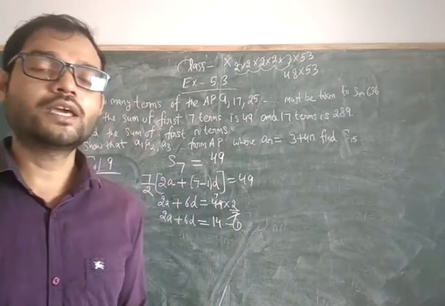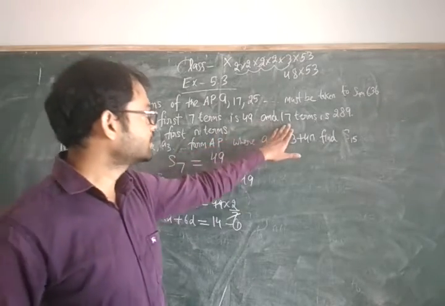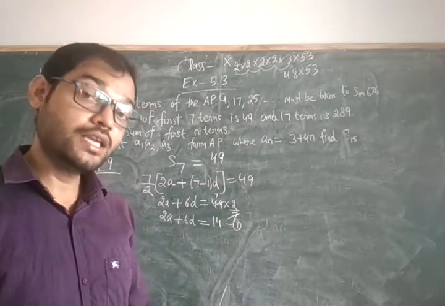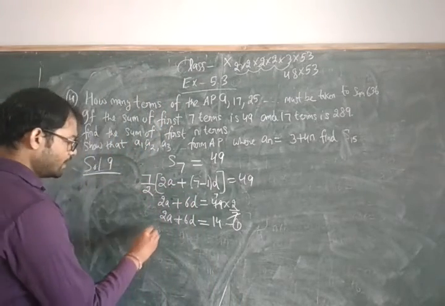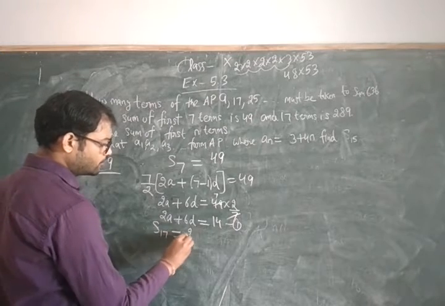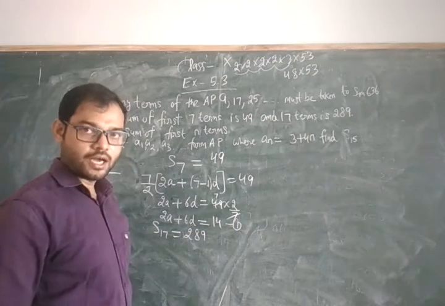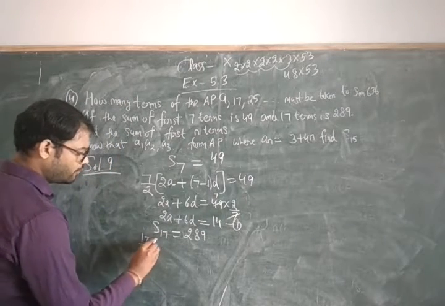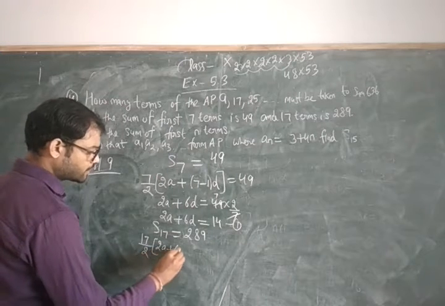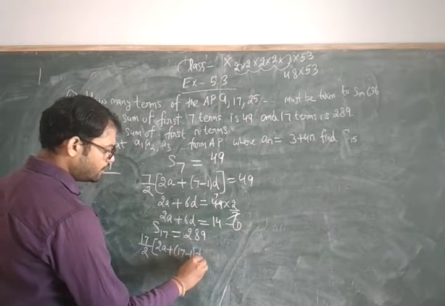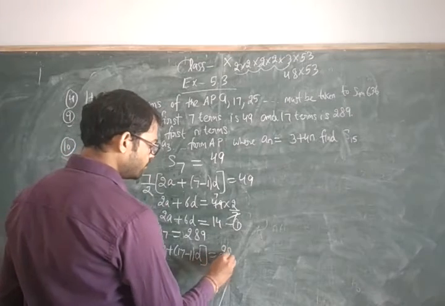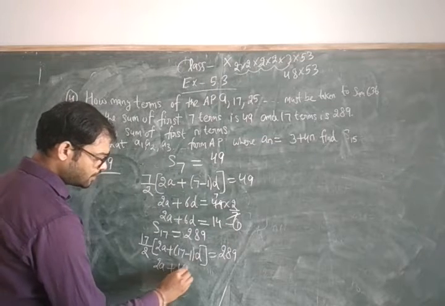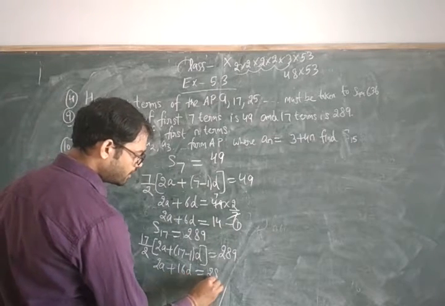इन द सेम वे वी कैन फाइंड द सेकंड आल्सो, बिकॉज 17 टर्म्स का सम 289 है. अब आपको जो गिवन है दैट इज 17 टर्म्स का सम गिवन. So I will write here S17 is equal to 289, and for this one again you will apply the formula that is n upon 2 [2a plus (n minus 1)d] is equal to 289. Again it is 2a plus 16d is equal to 289.